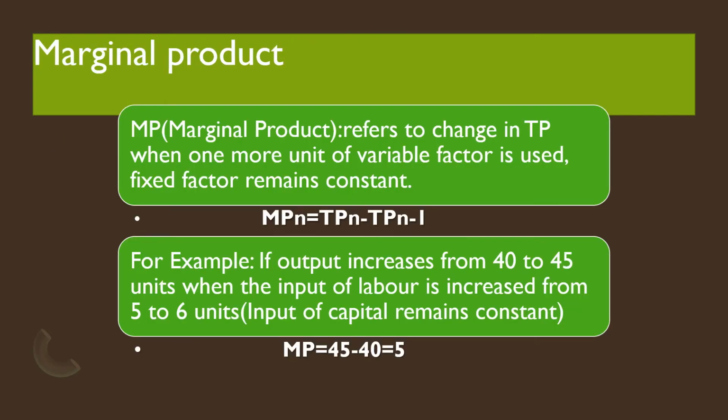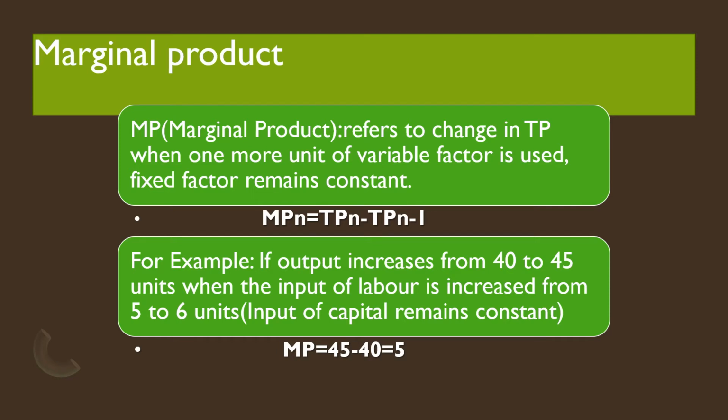Next is marginal product. Now, what do we mean by the word marginal? Marginal indicates any additional change brought about. Marginal product refers to the change in total product when one more unit of variable factor is used, while the fixed factor remains constant. For example, if output increases from 40 to 45 units when the input of labor is increased from 5 to 6 units, here we have presumed that the fixed factor remains constant, and capital over here is considered as a fixed factor, so it is remaining constant.